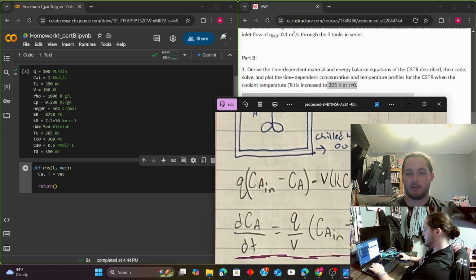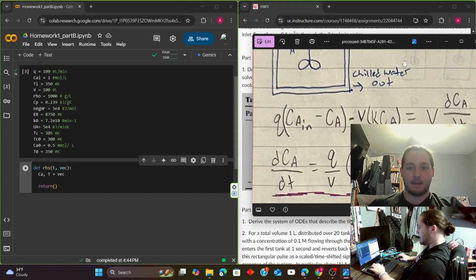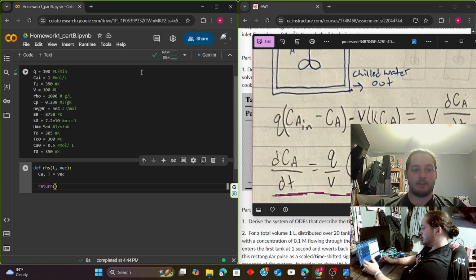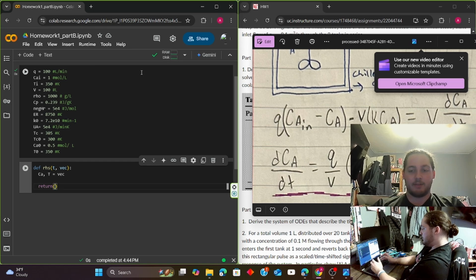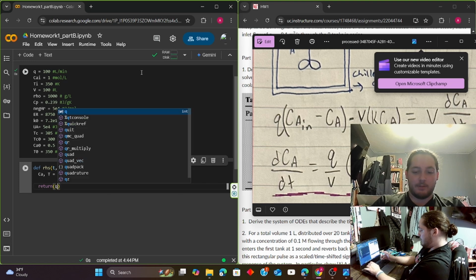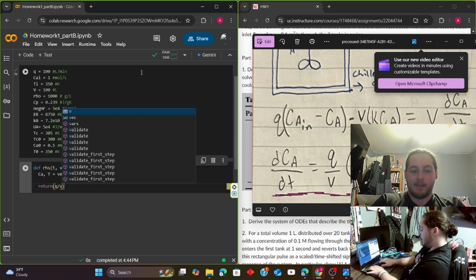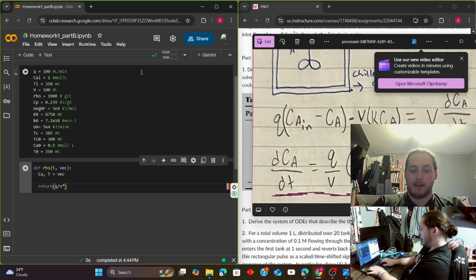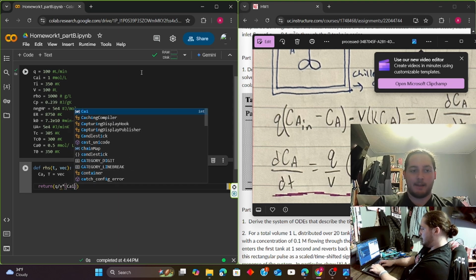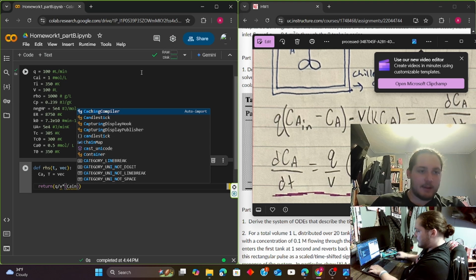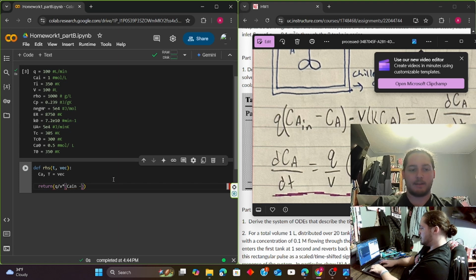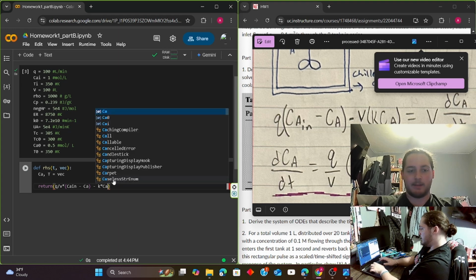Side of our functions are going to be, and I'm just bringing this here so I can have it as a visual aid for these equations. So we need to return our concentration differential equation first. The right-hand side is going to be equal to Q over V, and then that is going to be multiplied by CA in minus CA minus K times CA.